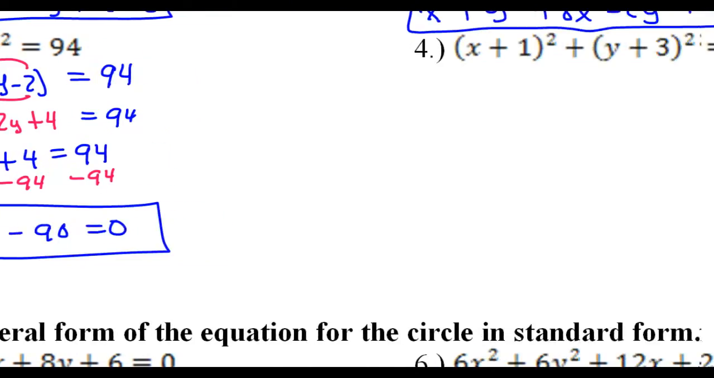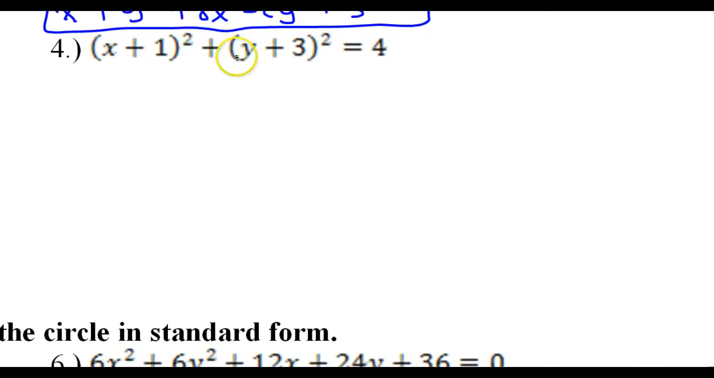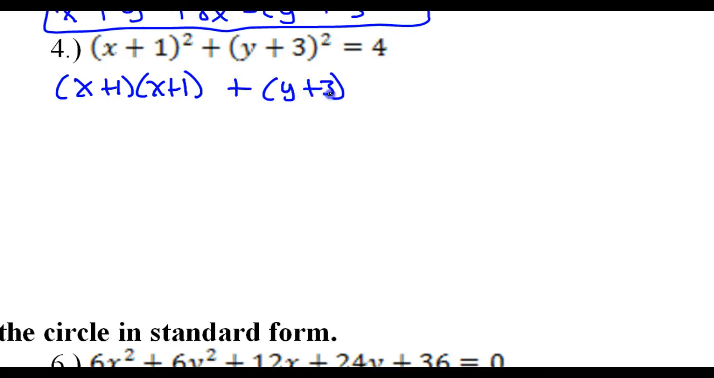One more example. All right, now if you've been watching me, you should definitely pause the video and do this one by yourself and check and see if you got it right. So here I go. I've got this whole (x plus 1) times (x plus 1). All right, that's my (x plus 1) squared, plus (y plus 3) times (y plus 3) equals 4.